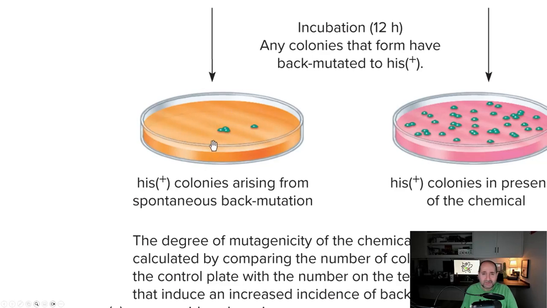And notice, this is your control plate where no mutagen or carcinogen was added to the plate. So these are what's known as spontaneous back mutations. Remember, there's a certain level of spontaneous mutation that occurs, and that's unavoidable. So this represents your background level of spontaneous mutation.